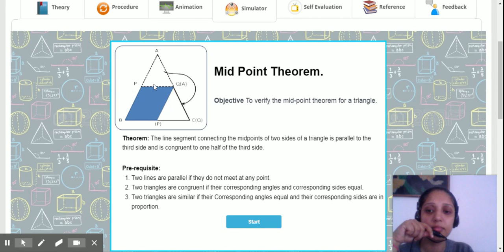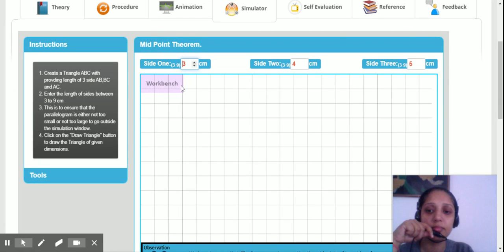Now, let us see what we are going to verify here. We need to prove that PQ is parallel to BC, and that PQ is half of BC. So we will do this experiment to see. First of all, I need to make a triangle, and I will choose a scalene triangle, because if it verifies for the scalene triangle, it will verify for all other kinds of triangles.